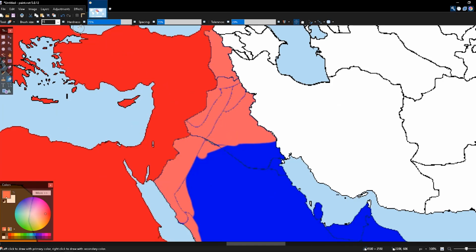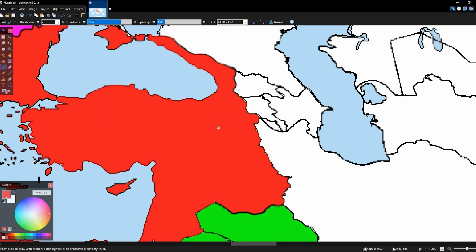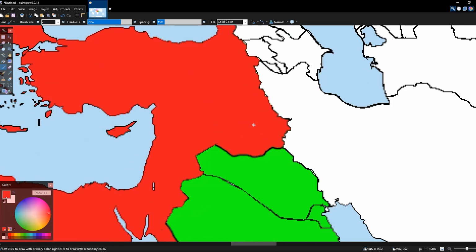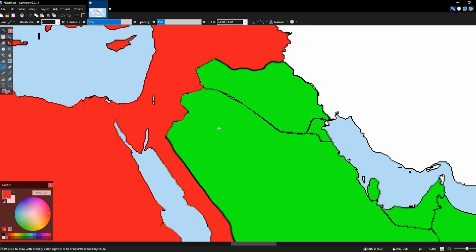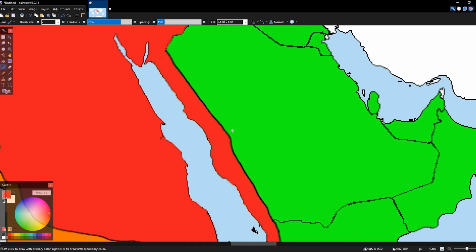Let's see the peace treaty. Seeing this peace treaty right here, Turkey got fully annexed, Iraq loses its capital and some of its territory, Saudi Arabia loses its coast, and also Yemen loses its coast, and that's it.